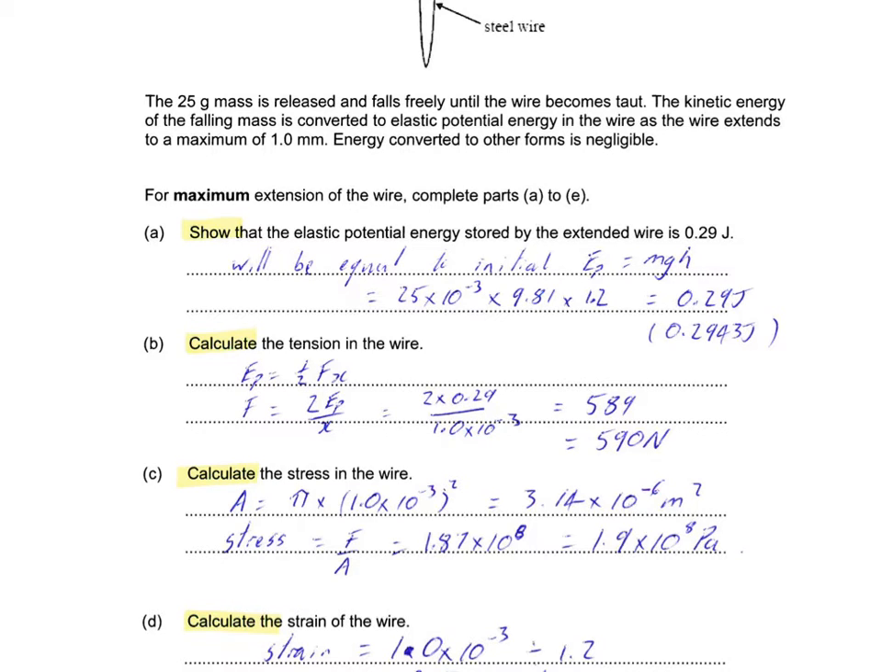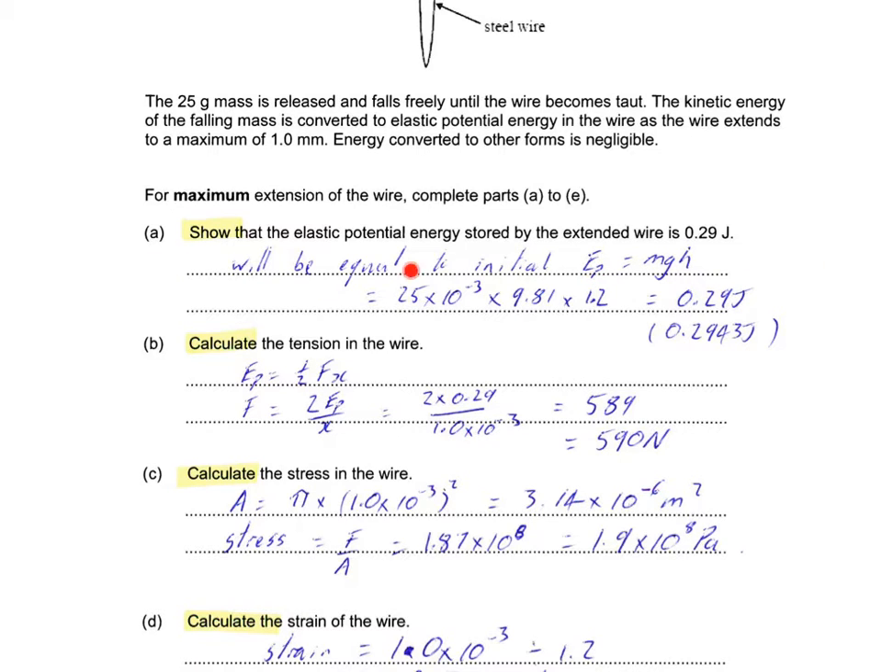So we've got to show that the elastic potential energy stored by the extended wire is 0.29 joules. The point is here, we don't know anything about F, we don't know anything about X, so we're not doing half Fx, half Kx squared. What we do know is it's equal to the kinetic energy, and the kinetic energy in turn will be equal to the potential energy that's lost. So the elastic potential energy will be equal to the initial potential energy, that gets you your first mark.